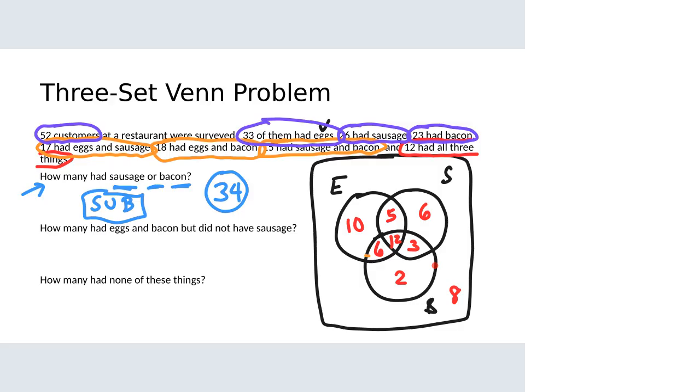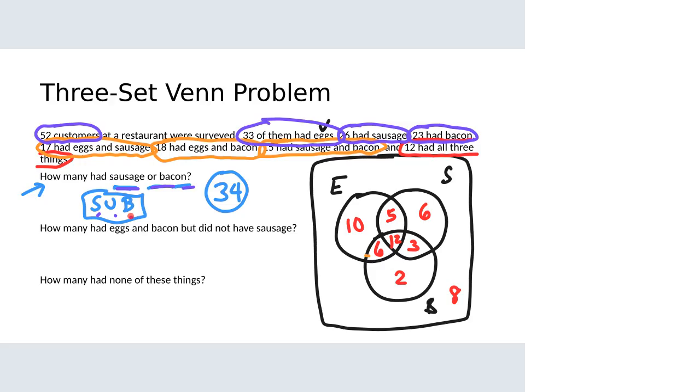Okay. The main thing, Lee, is that it makes sense that if we are looking for sausage or bacon, then that's sausage joined with bacon. Anybody who had sausage, we want to count them. Anybody who had bacon, we want to count them. I see. So they had sausage and something else. So we have to be very careful about how we interpret the language in the question.